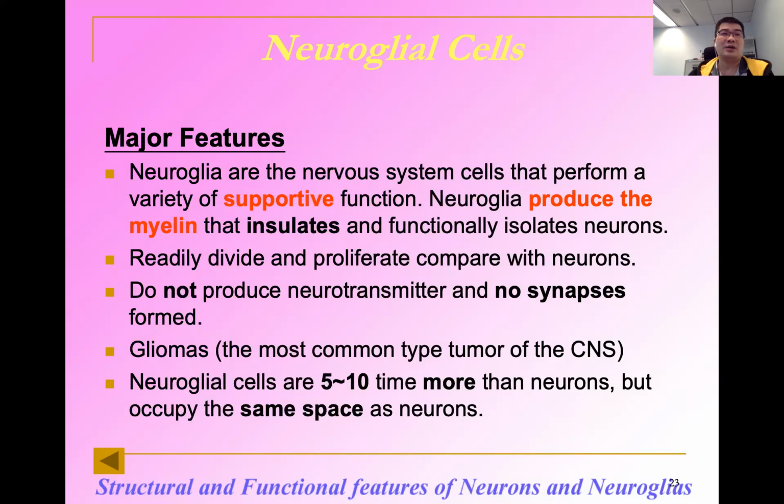Now you can see that glia cells are actually 5 to 10 times more numerous than neurons, but they occupy similar space. So that means that in the nervous system, the brain is actually half neurons, half glia cells. Okay.